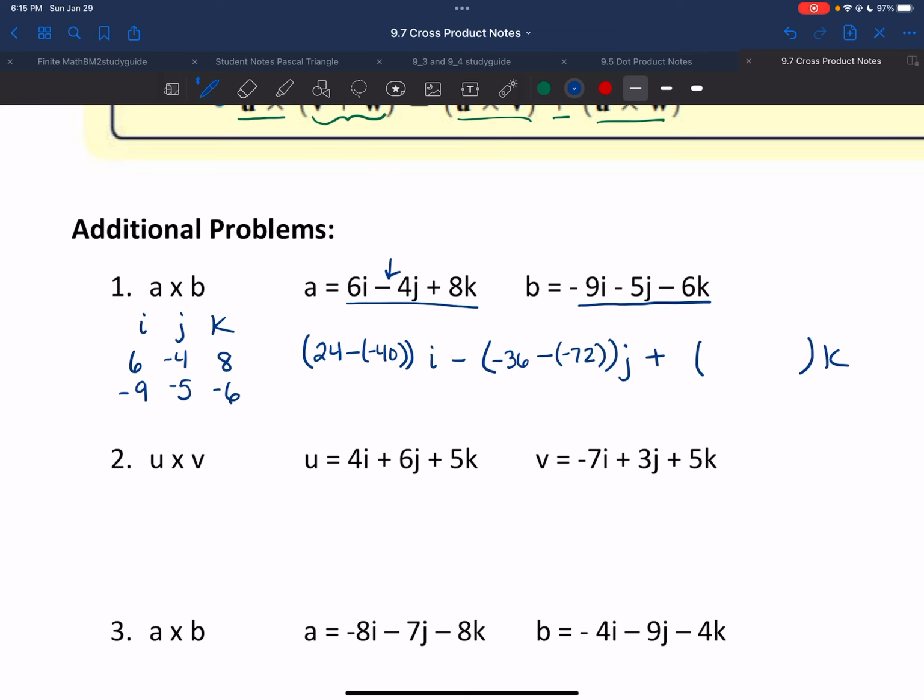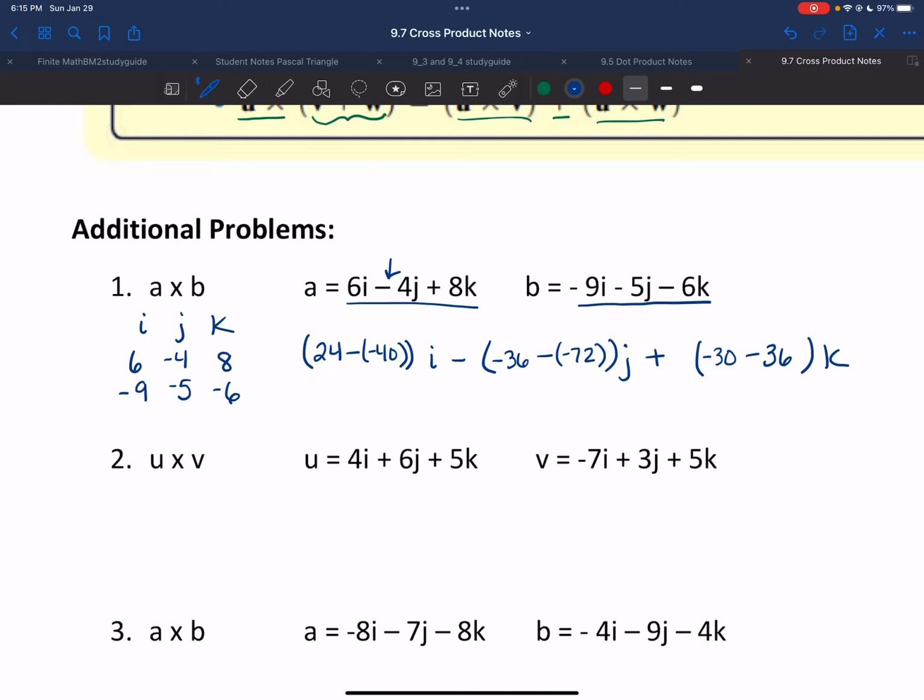And then my last one, right, my k is off limits, so I'm going to cross these. So I have -30 minus 9 times 4 is 36. Both of my negatives cancel out, so I should have that.